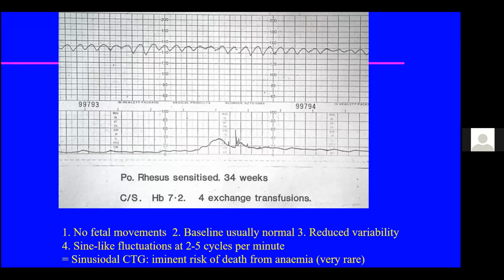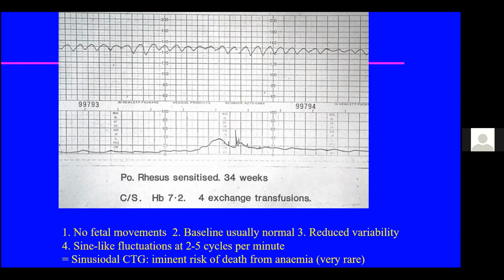All right, so sinusoidal CTG, we can see it in those patients who are anemic with resus sensitization, but you can see it in any other patient that is actually at the end, that's dying. So what is it? You can see this trace. You cannot establish where the baseline is. You just see a continuous wave-like form where it's difficult to establish where you are.